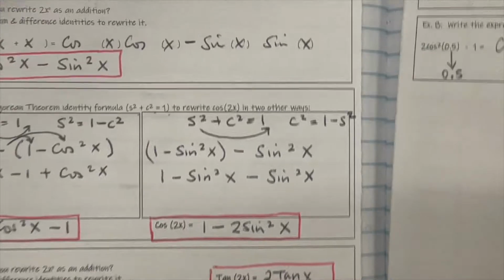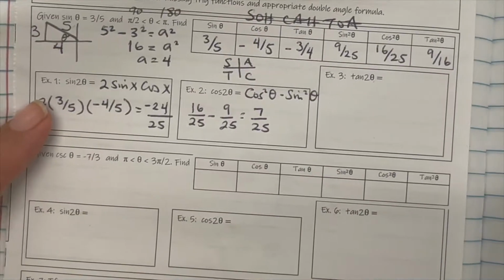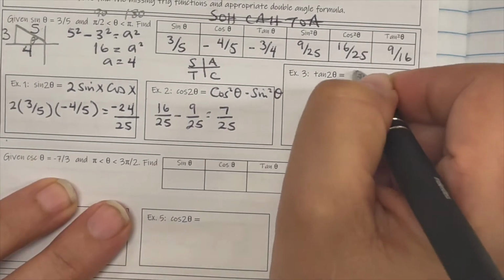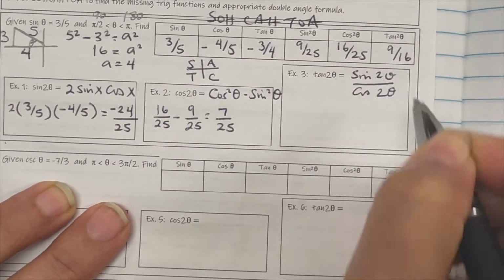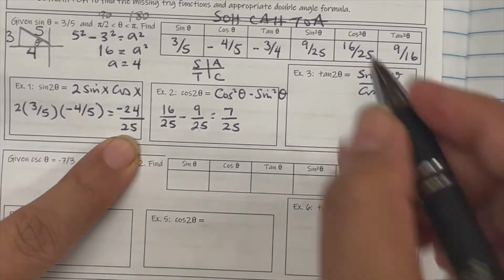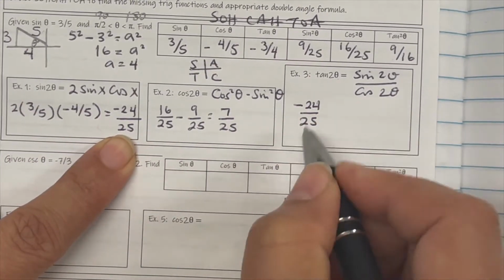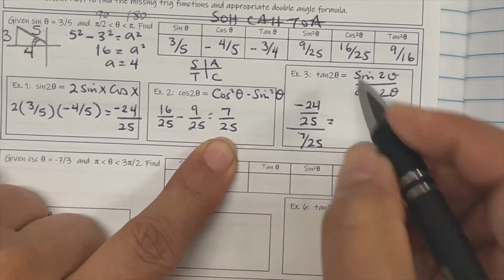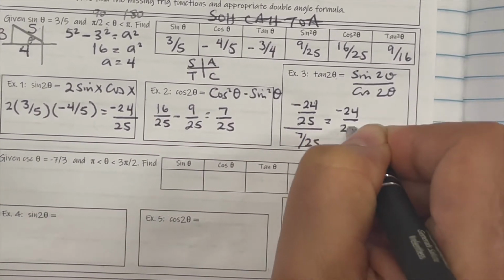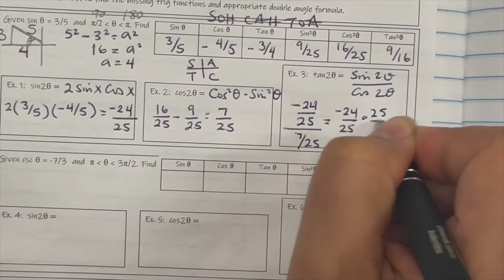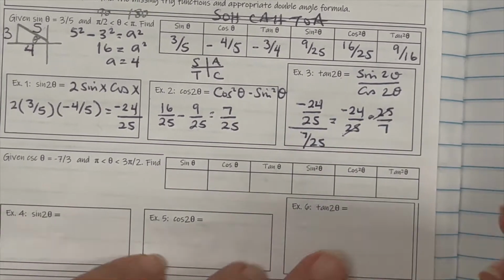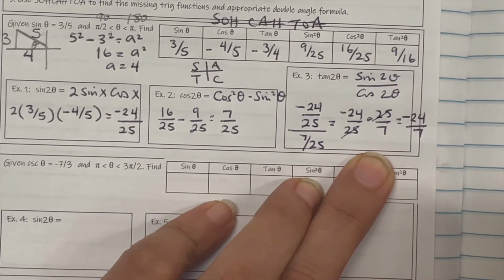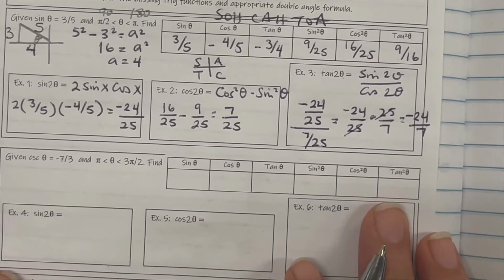Now tan. Again, you can use any formula you want. I find the simplest way, because I know that tan is sine over cosine, is to use that, because I already calculated it. So it's sine 2 theta over cosine 2 theta. I know sine of 2 theta is negative 24 over 25, which I just calculated, divided by cosine of 2 theta, which is 7 over 25. Keep the top, change to multiplication, flip the bottom. The 25s cancel out, so I'm left with negative 24 over 7, and that can't simplify anymore. Put a box around that answer.